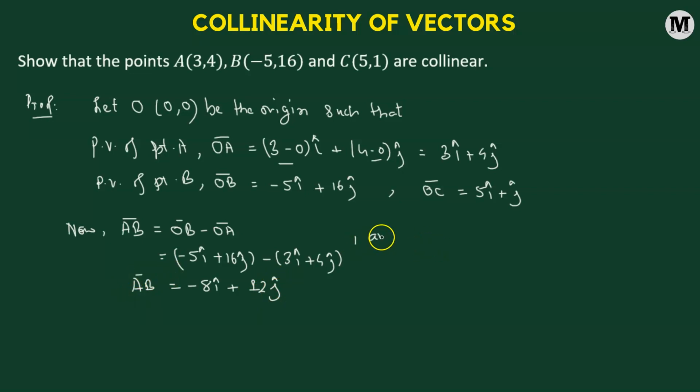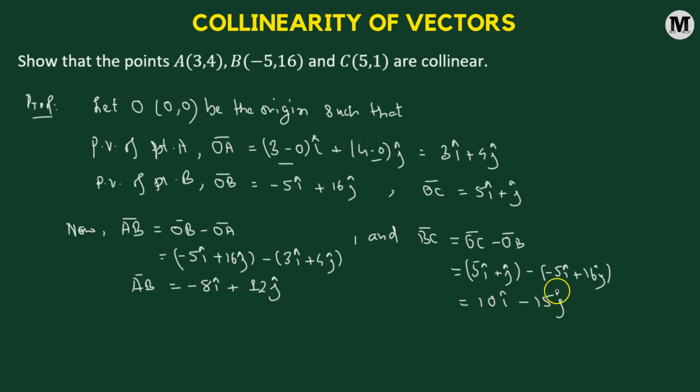And we have the vector BC. The BC vector is defined by the OC vector minus the OB vector. What is the OC vector? OC vector is 5i cap plus j cap, and from here we subtract the vector OB, which is negative 5i cap plus 16j cap. So we have 5i cap minus negative 5i cap, that's 10i cap, and negative 15j cap.